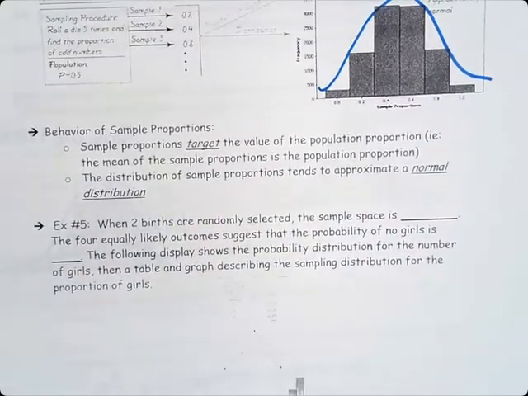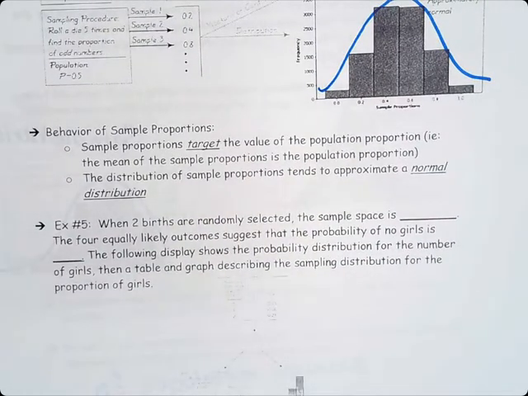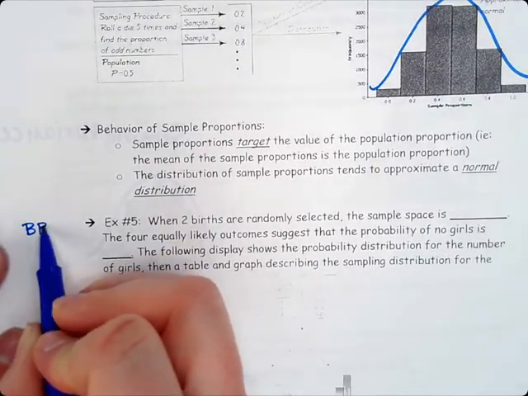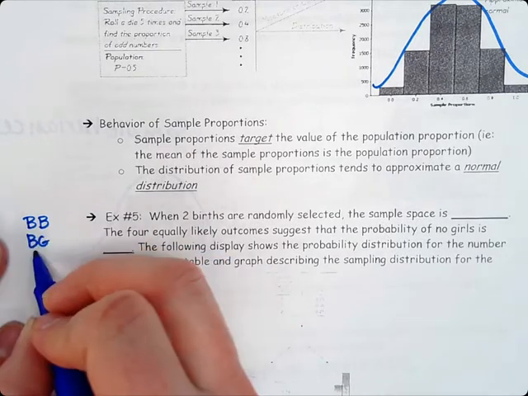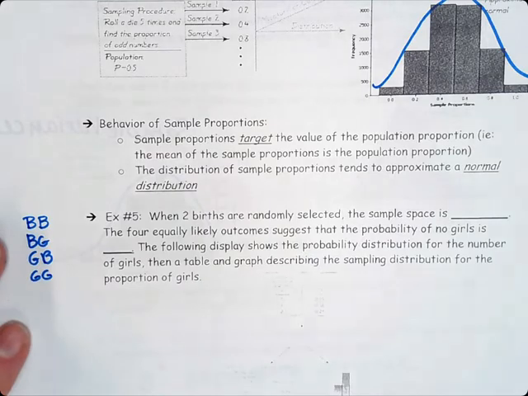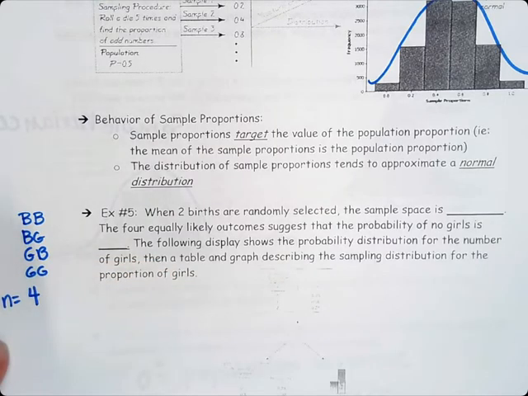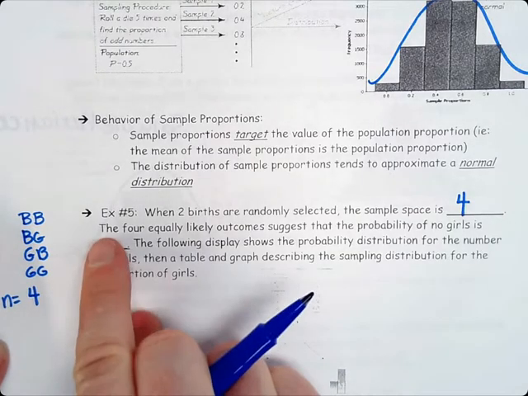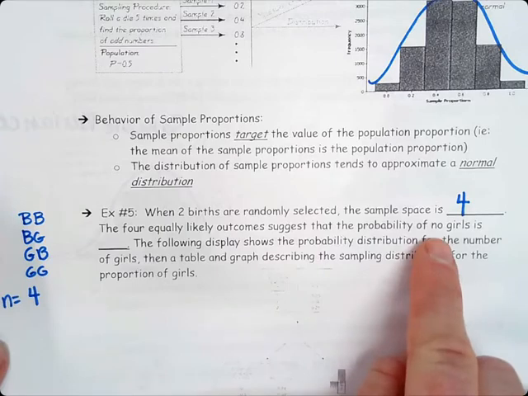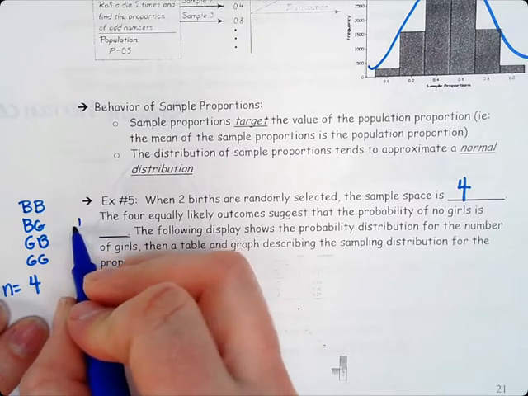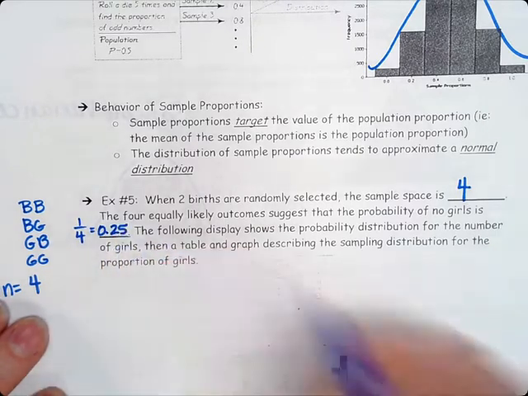Let's look at example 4. When 2 births are randomly selected, what's our sample size of 2 births? What are the options? Boy, boy, boy, girl, girl, boy, girl, girl, right? So what is the sample space? What does n equal? N equals 4. The 4 equally likely outcomes suggest that the probability of no girls is 1 out of 4, which is 0.25.